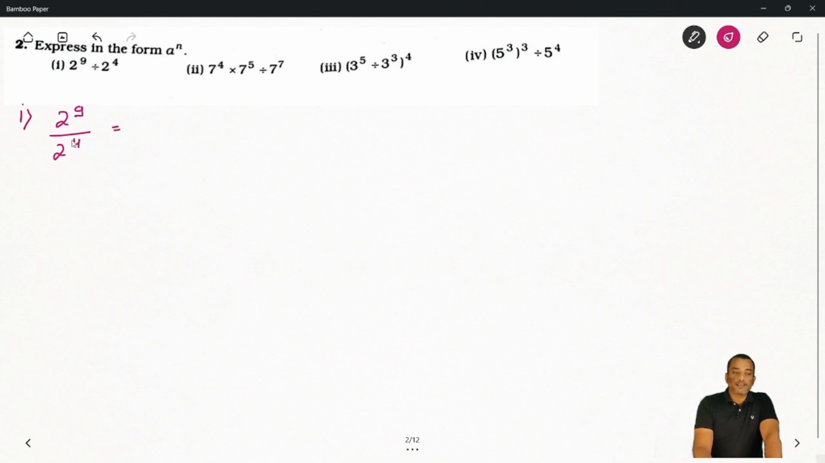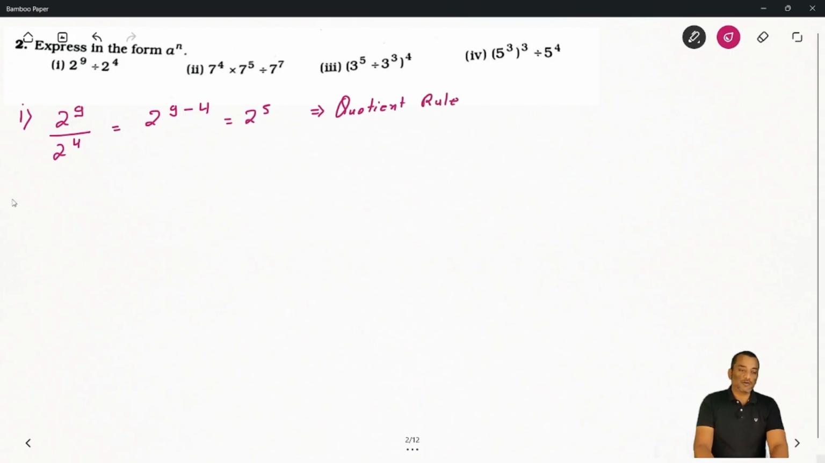Okay, so you can see this is applying the quotient rule. So we can say 2 to power 9 minus 4. So we will get what? 2 to power 5. You can say here quotient rule or quotient law.